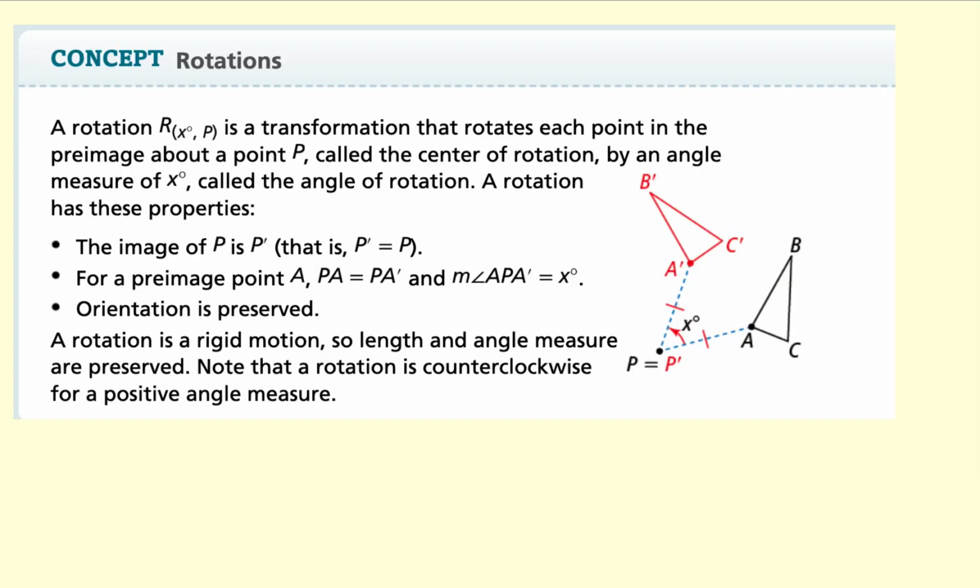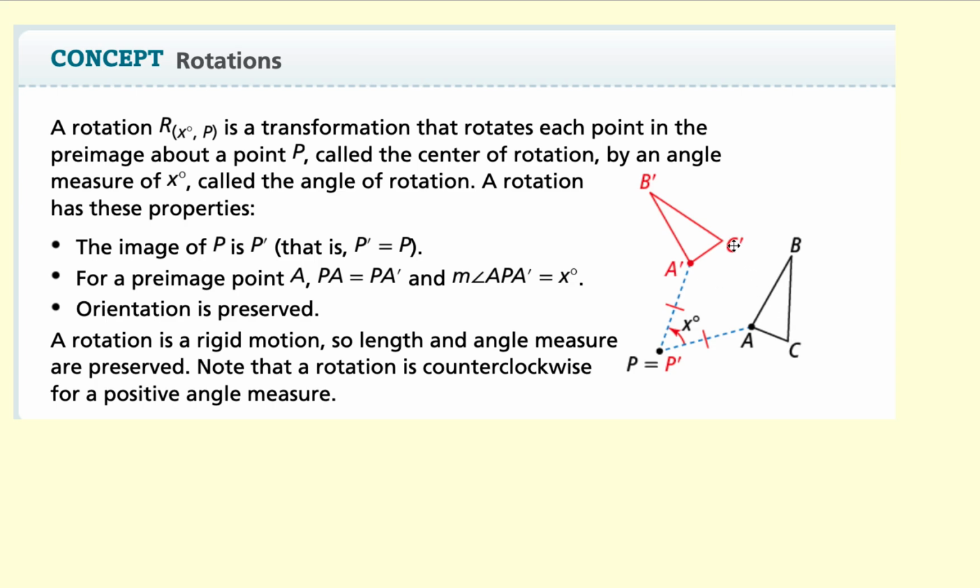This concept of a rotation has some mathematical ideas. One, it has to have a center. Right here is the center. The pre-image, this distance from P to A, as A goes into its image position, this radius is going to be the same. So the distance from P to A and P to A prime will be the same.